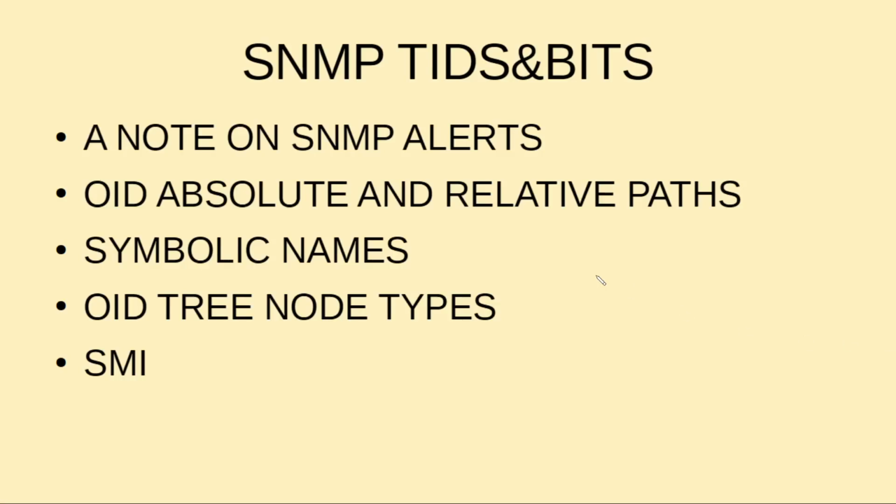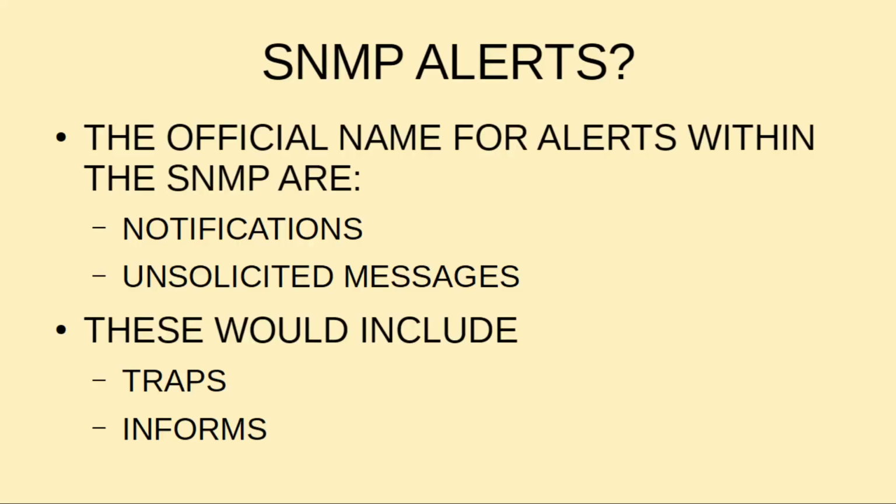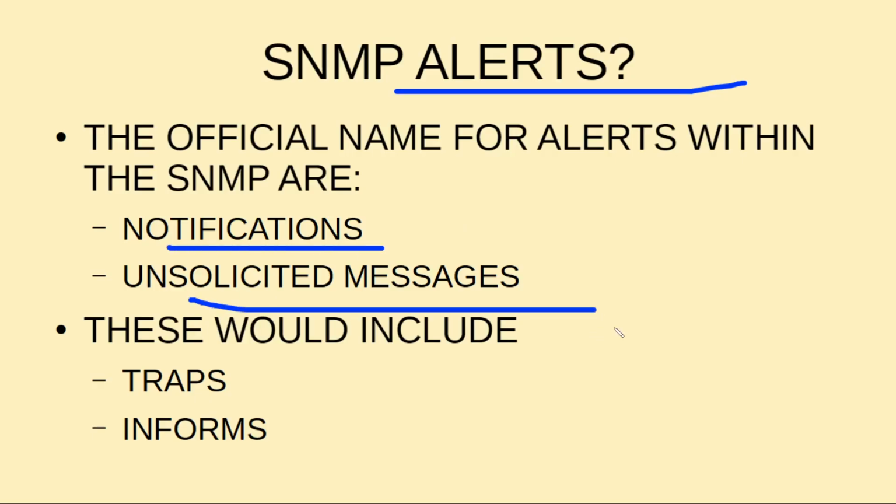Let's talk about these topics before wrapping up SNMP. A note on SNMP alerts: object IDs, absolute and relative paths, symbolic names, node types, and SMI. This is a small note here. When referring to SNMP alerts, the correct name that we should use is notifications or SNMP unsolicited messages. We are talking about traps and informs here.